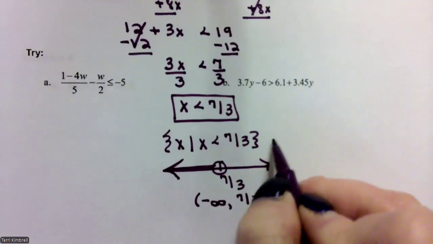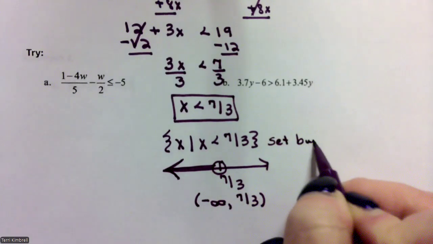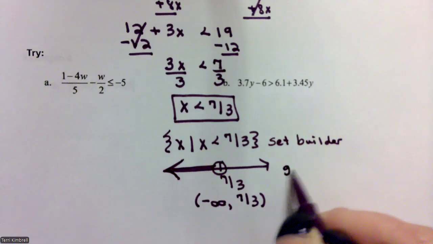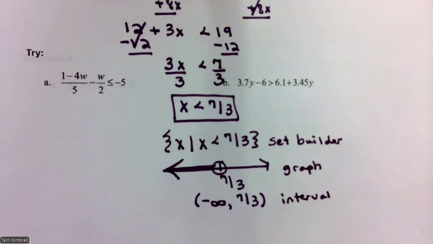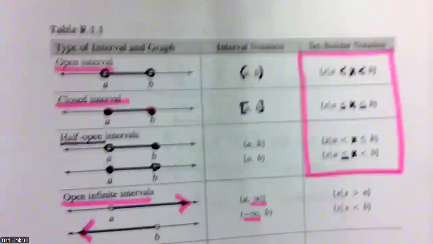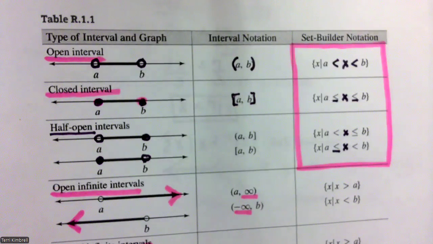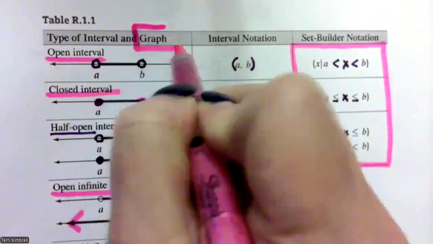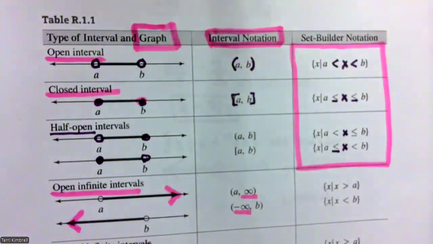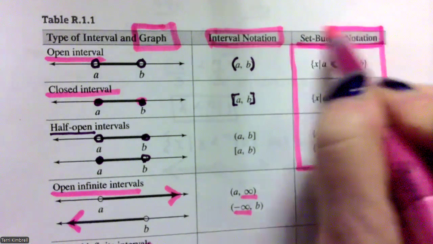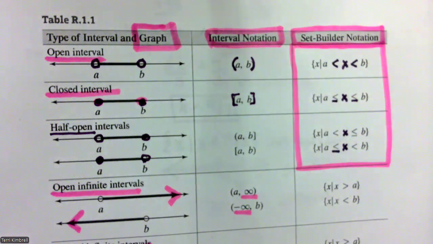Okay, so this is my set builder. This is the graph, and that is your interval. So if you get confused as you're working, go back and refer to this. Remember, this part is our graph because that's our picture. Our interval is going to have the infinities, or it's going to be a segment with parentheses or brackets. And then your set builder is the answer with the little squiggle marks.